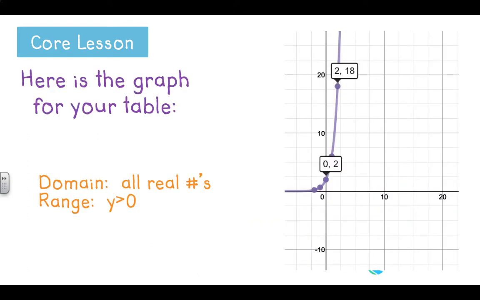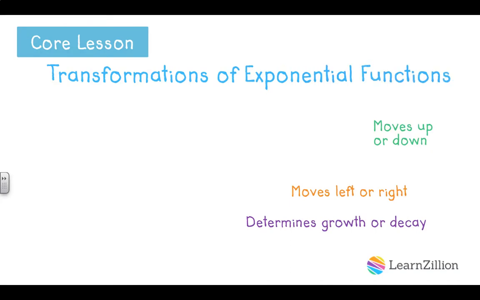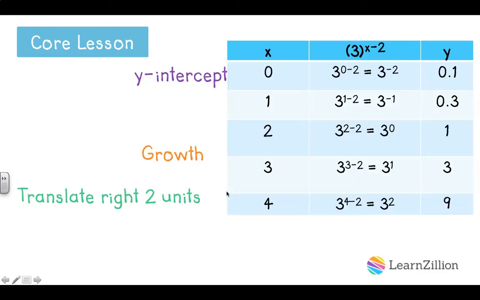And let's go back to that again real quick. Your domain again is all real numbers, and your range is your y's are greater than 0. So, transformations of exponential functions, you're going to look at a times the quantity b raised to the exponent x minus h, that quantity, plus k. And just like the other transformations that you've had, this h is going to move it left or right, the k is going to move it up or down, and remember that this b is what's going to determine growth or decay, and that a really is your starting amount or your initial amount.